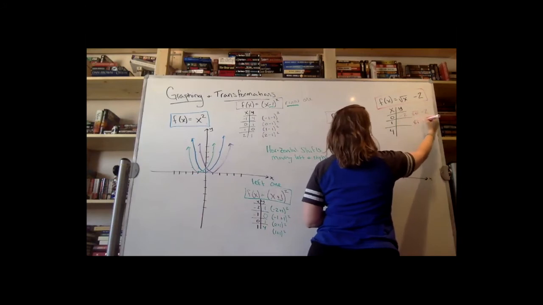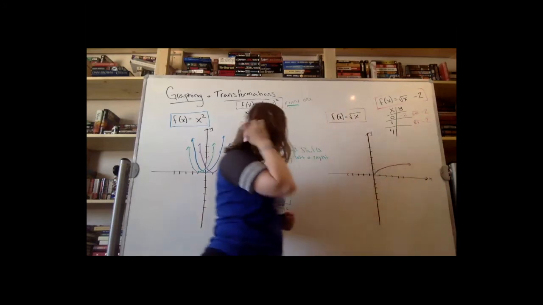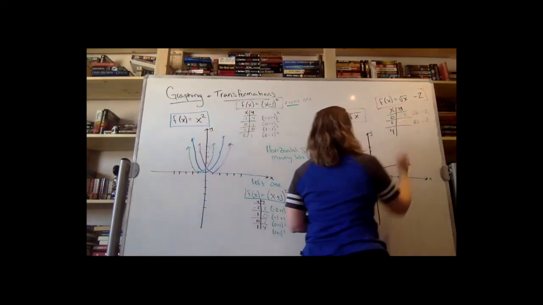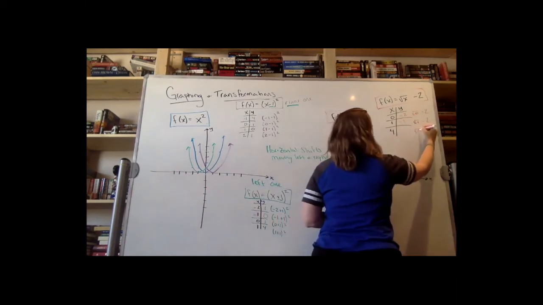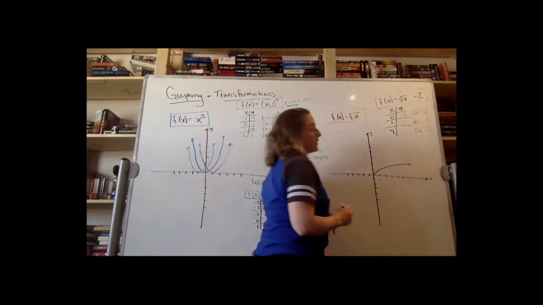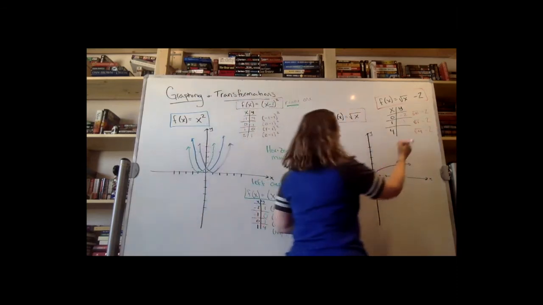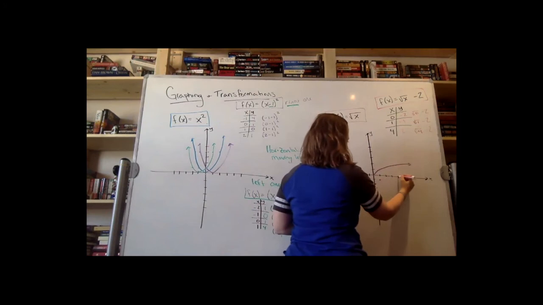Plugging in 1, I'll have the square root of 1 minus 2. Square root of 1 is 1. 1 minus 2 is negative 1. So I'll have the point 1, negative 1. Plugging in 4, I'll have the square root of 4 minus 2. The square root of 4 is 2. 2 minus 2 is 0. So I have the point 4, 0.